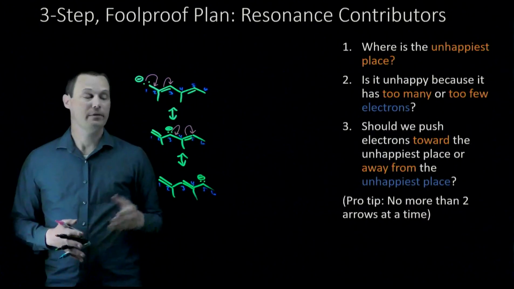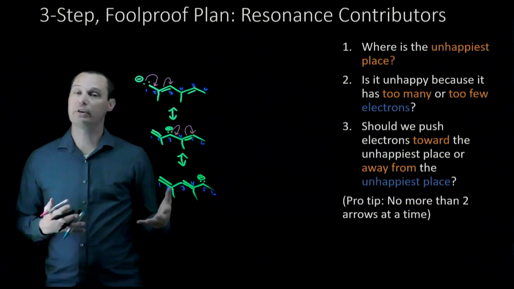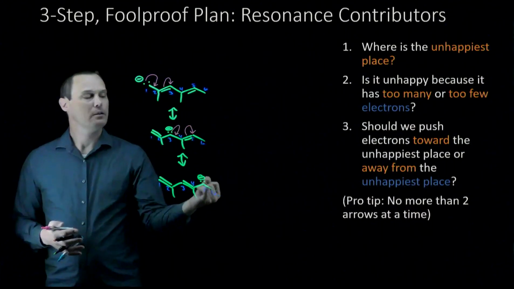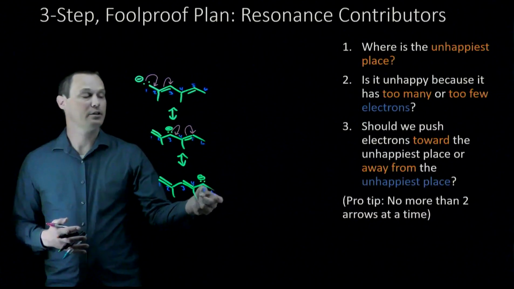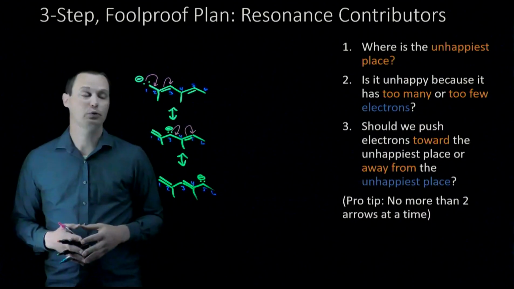Unhappiest place is carbon number 5 because it has too many electrons. So I need to push electrons away from carbon 5. Like to where? There's nowhere out on carbon 6 that I can draw any more resonance contributors. Carbon 6 has 3 implied hydrogens, so there's no resonance out towards carbon 6.